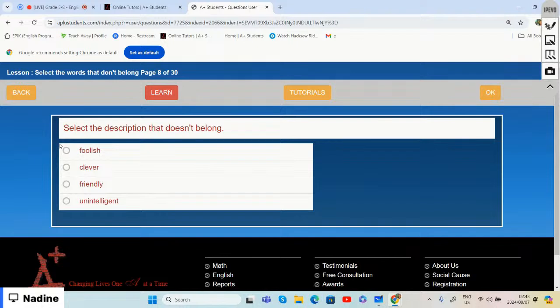All right, the next one, almost done. We need to select the description that doesn't belong. Foolish, clever, friendly, and intelligent. Which word does not belong? Foolish, clever, friendly, and intelligent.